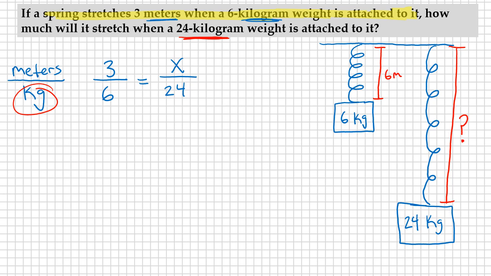All right, now that we've got our equation, now we can solve. So we cross multiply. 6 times x, so that'll be 6x, and on the other side, 3 times 24. And if we multiply out 3 times 24, that should give us 72.